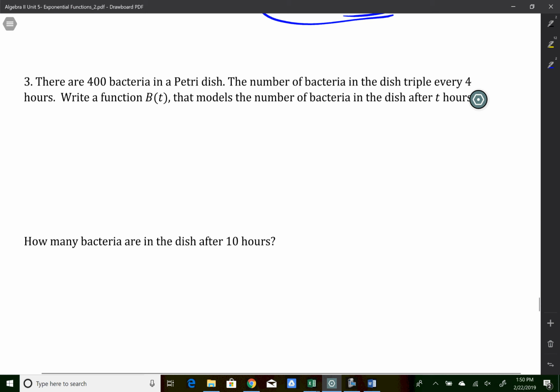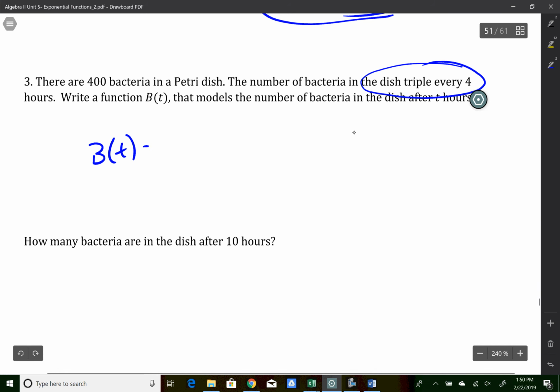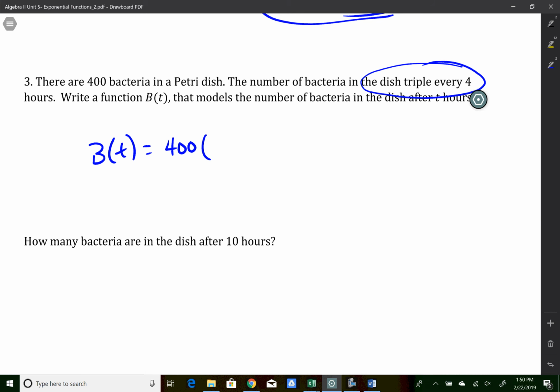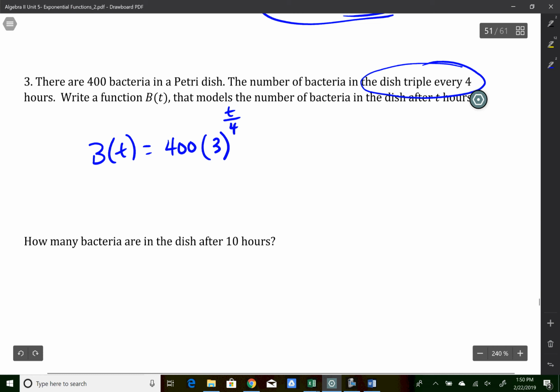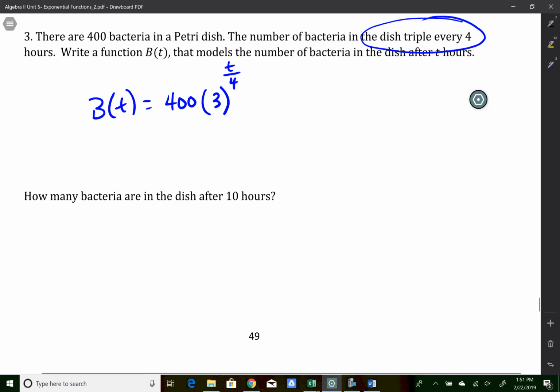Number 3 says there are 400 bacteria in a petri dish. The bacteria triple every 4 hours. This is almost like half-life, but instead of halving every so often, it's tripling every so often. So it's the same idea. So I'm going to say B of T is equal to the original amount of 400, but every 4 hours, we're tripling in size. So every 4 hours, I want to multiply the previous value by 3. So I'm going to say a base of 3. And the exponent is going to be the total number of hours divided by 4 to represent each time we multiply by 3. How many bacteria are there after 10 hours?